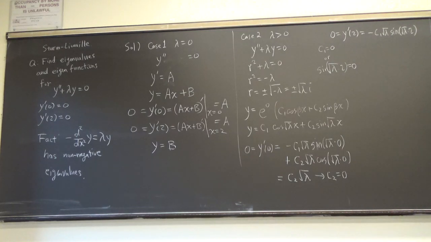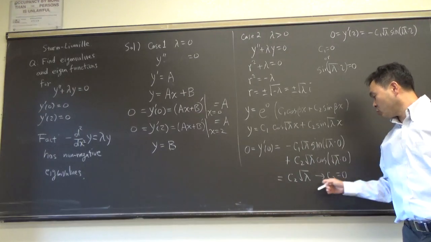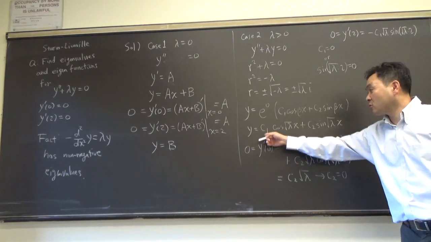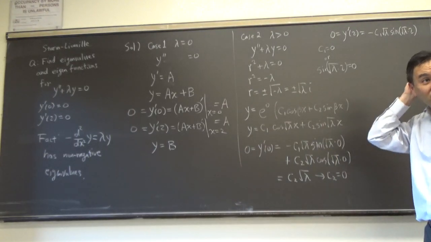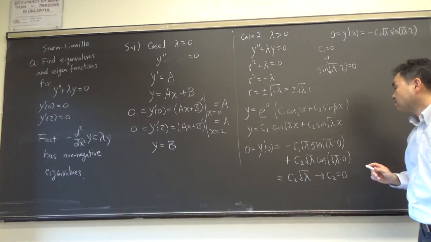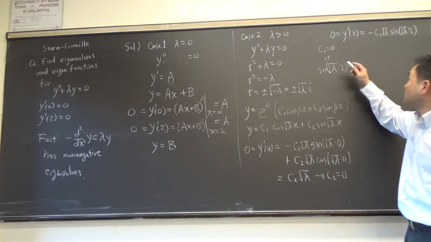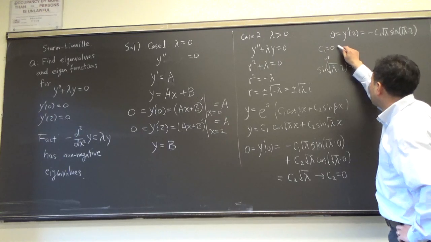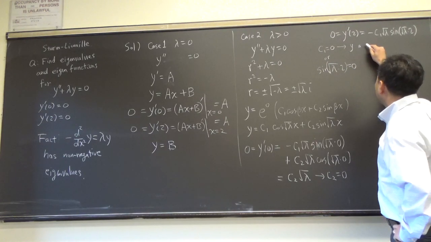Okay, can c1 be 0? What goes wrong if c1 is 0? Not an eigenfunction. It's not an eigenfunction because you get a trivial solution. Since we already have c2 as 0, if c1 is also 0, then they're both 0, and that's not an eigenfunction, right? It's a trivial solution. We don't want that. So c1 equals 0 makes y a trivial solution.